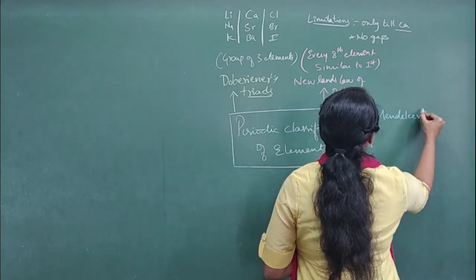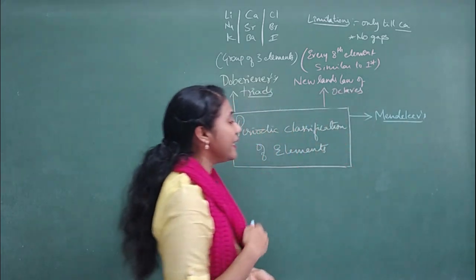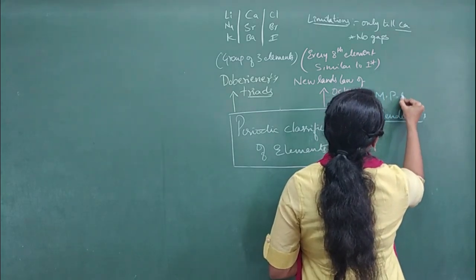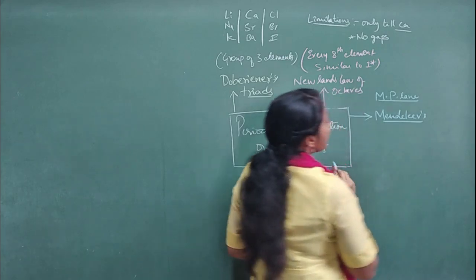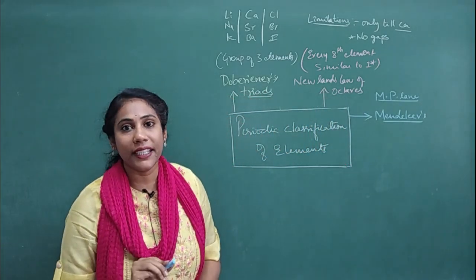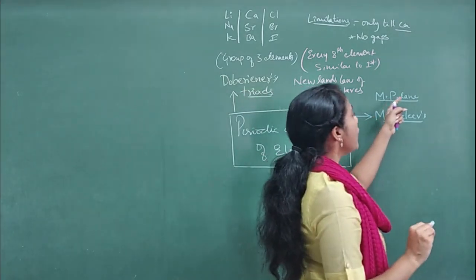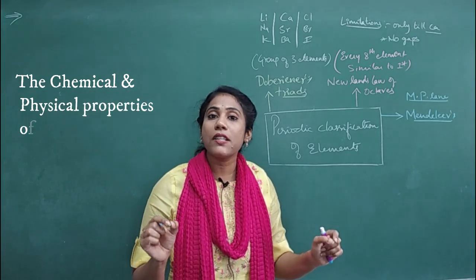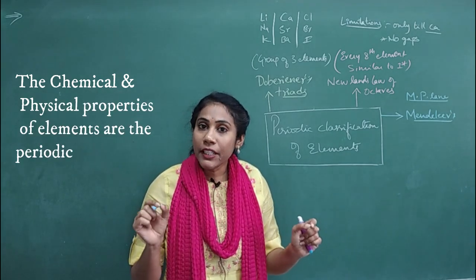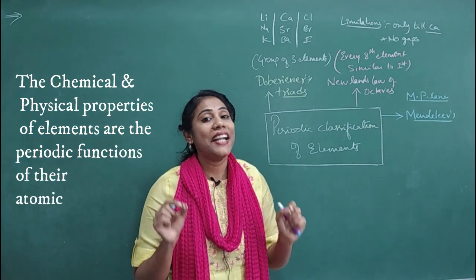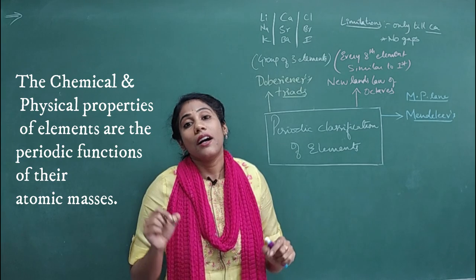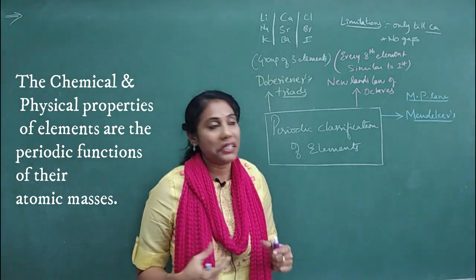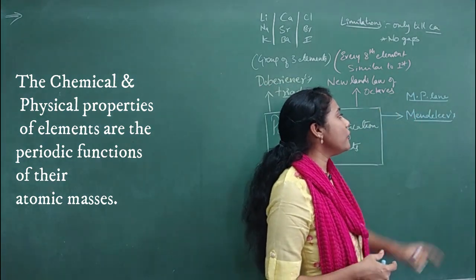Here Mendeleev's periodic table is very, very important, and there is a law called Mendeleev's periodic law. I'm writing it in short form. Mendeleev's periodic law definition is very, very important. So can you give the definition? The chemical and physical properties of elements are the periodic functions of their atomic masses. That means the physical and chemical properties of elements are completely dependent on atomic masses. Clear? So that is the definition of Mendeleev's periodic law.